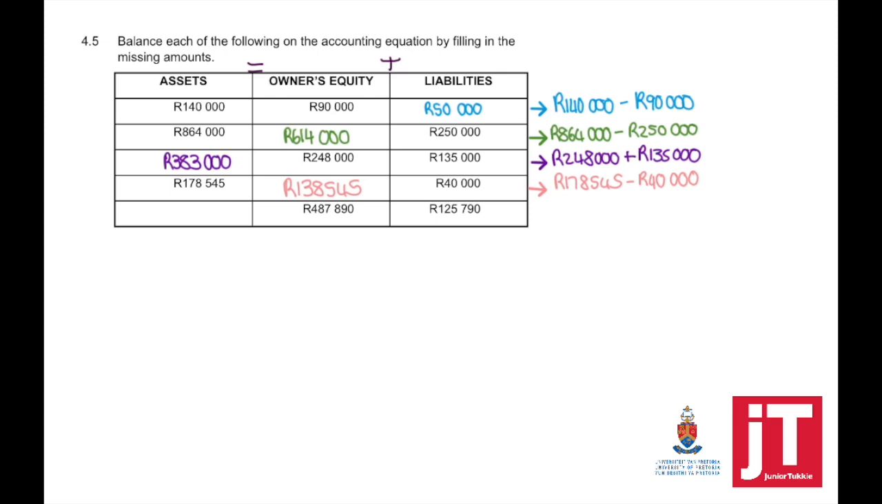Then we need to find the last one, our assets. To find our assets, it means we have to take our owner's equity plus liabilities, and that equals our assets. So this is just a basic question for you to understand that in the accounting equation, my assets must equal my owner's equity plus my liabilities. And that's how I can find the missing figures.